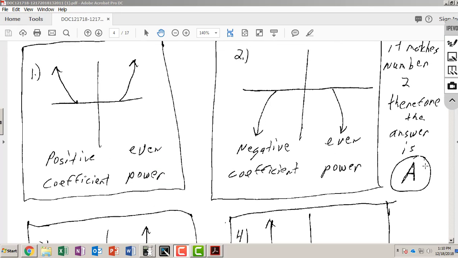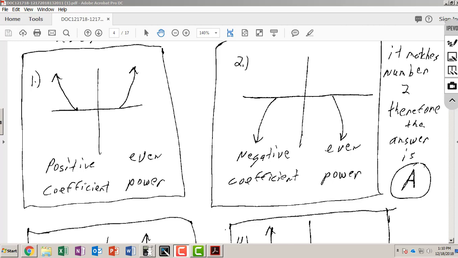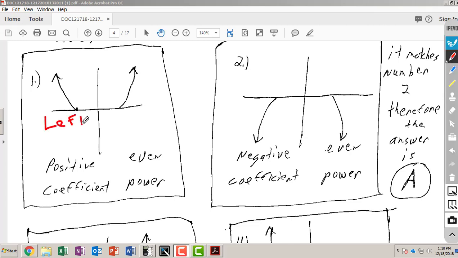As you look at your multiple choice, they call it falling and rising. So this would be rise: left is rising, right is rising. So left up, or left rises.